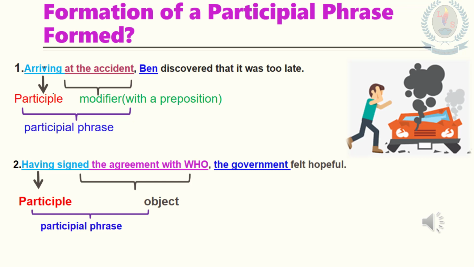The second example is, having signed the agreement with WHO, the government felt hopeful. Having signed is a perfect participle. An object is used to make the participial phrase, which is the agreement with WHO. So in our participial phrase, we have a participle and an object which is placed before the main clause, and in this main clause the government is the subject because the government has signed the agreement.